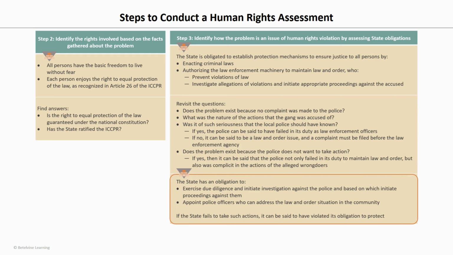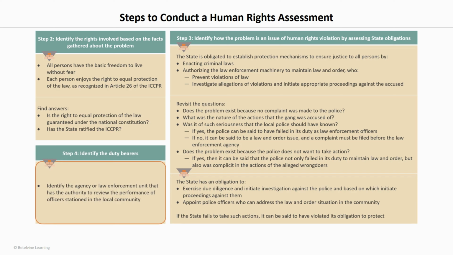In both such cases, the state has an obligation to exercise due diligence and initiate investigation against the police, and based on such investigation, initiate proceedings against them, and to appoint capable officers who can address the law and order situation in the community. In case the state fails to take such actions, then it can be said to have violated its obligation to protect.